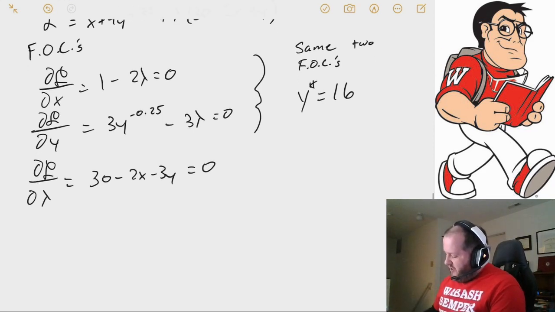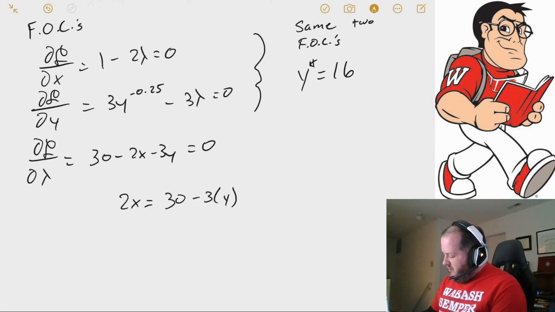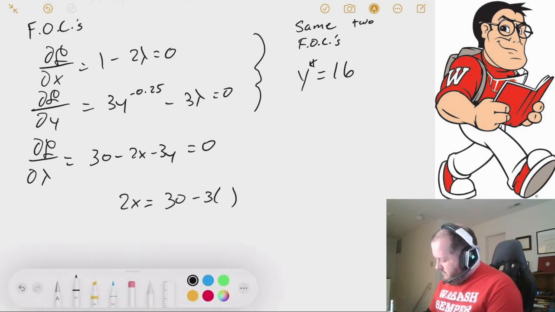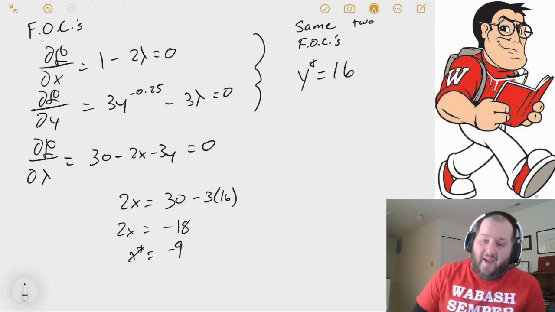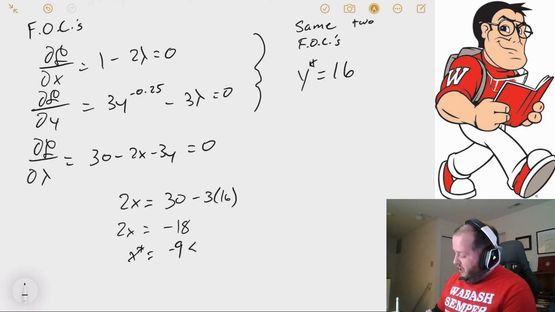Now let's go back and plug it into our third one. This is where things are going to get a little different. So 2x equals 30 minus 3 times y, which of course y is 16. So I get 2x equals negative 18, or x star equals negative 9. Okay, x came out negative, and this is a problem right here.